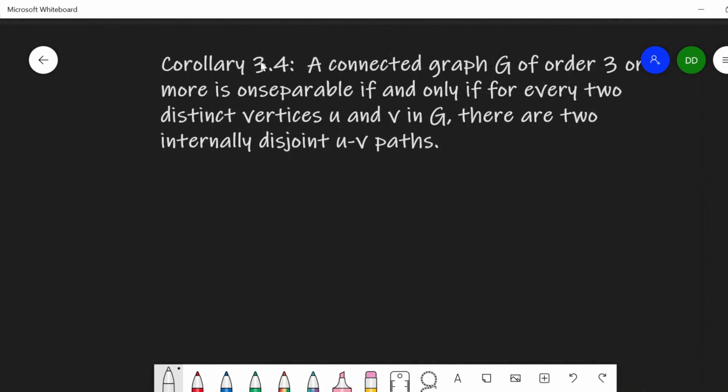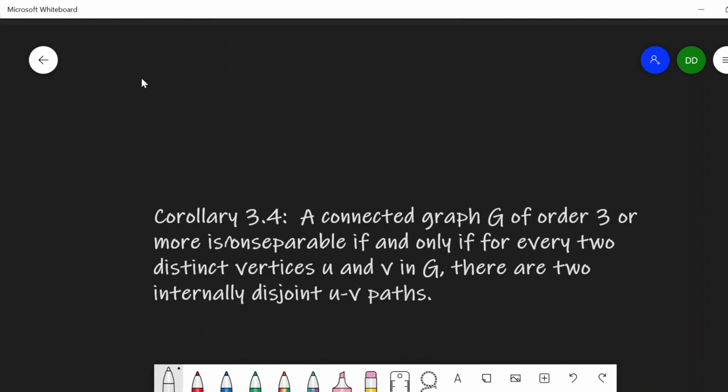So this one says G is non-separable if and only if for every two distinct vertices U and V there are two internally disjoint UV paths. So what's an internally disjoint UV path? So here's U, here's V. Internally disjoint just means that other than U and V, the two paths are disjoint from each other. So that means I can find a path like this, and another path that looks like this. So internally disjoint just means besides the end vertices of the path, every other vertex is distinct between the two.